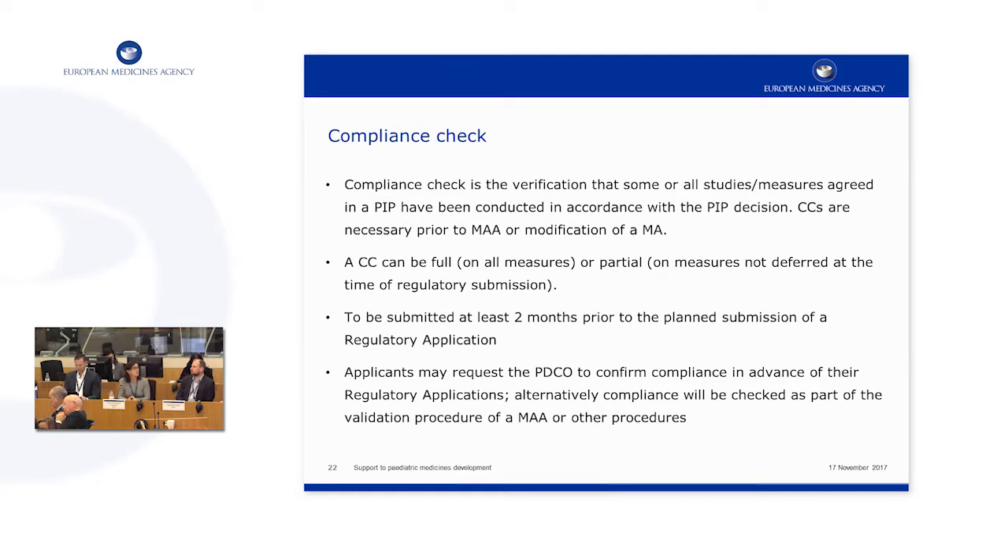It should be submitted at least 2 months prior to the planned submission of a regulatory application. Applicants may request the PDCO to confirm compliance in advance of the regulatory applications, or alternatively, compliance will be checked as part of the variation procedure of a marketing authorization application or other procedures. But we strongly recommend to come earlier, not to wait until the marketing authorization application, in order to ensure a smooth compliance check.